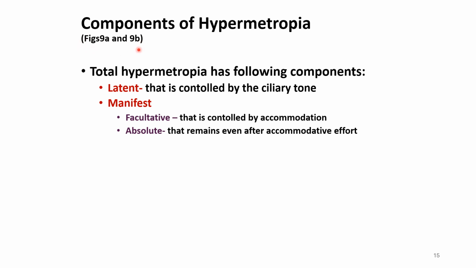9a and 9b. There is a latent component that is controlled by the ciliary tone, and there is a manifest component which is not controlled by the ciliary tone. Part of the manifest component is controlled by the accommodation, this is the facultative component, and part remains uncontrolled even after the accommodative effort, that is the absolute component.